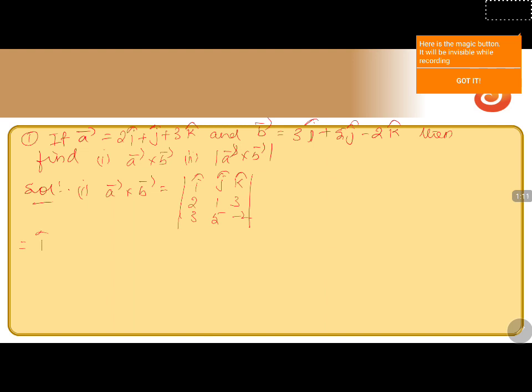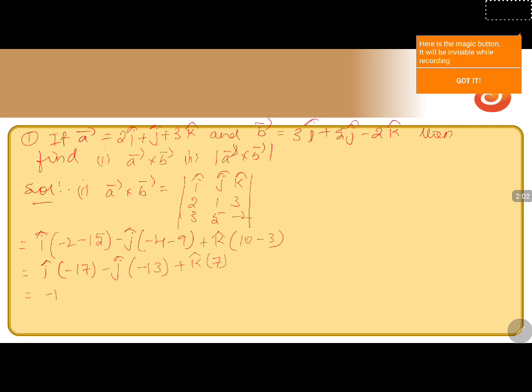So this can be written as i cap into, we'll write it as, minus 2 minus 5 into 3 is 15, minus j into 2 into minus 2 is minus 4 minus 3 into 3 is minus 9, plus k cap into 2 into 5 is 10 minus 3 into 1 is 3. That is equal to i cap into minus 2 minus 15 is minus 17, minus j into minus 4 minus 9 is minus 13, plus k cap into 10 minus 3 is 7.